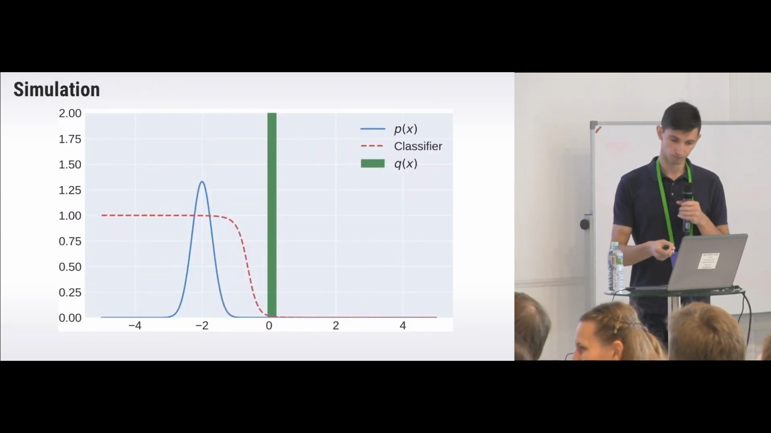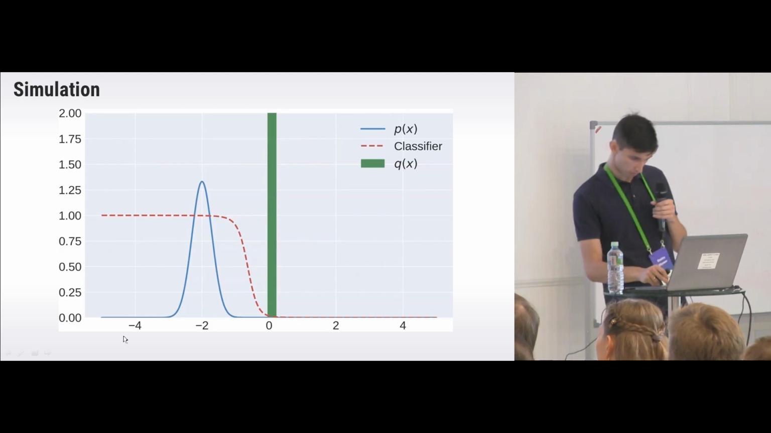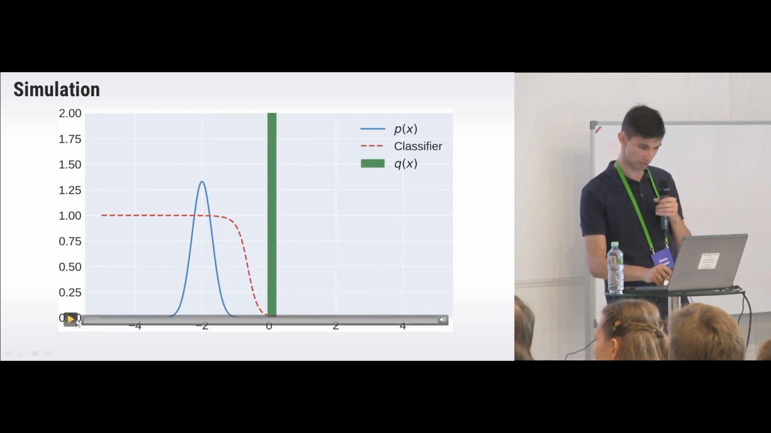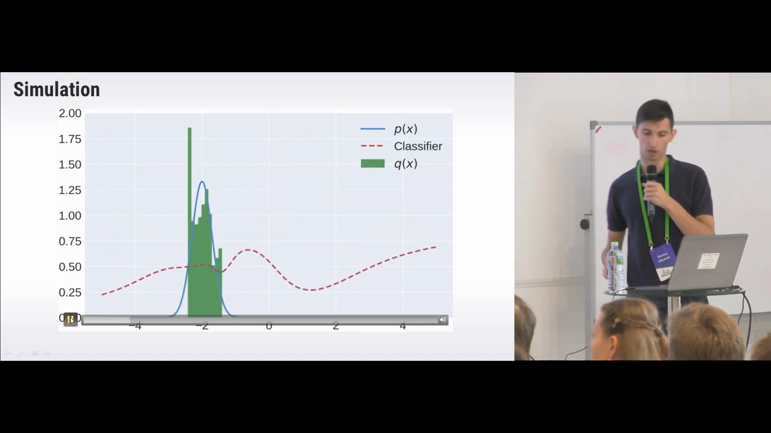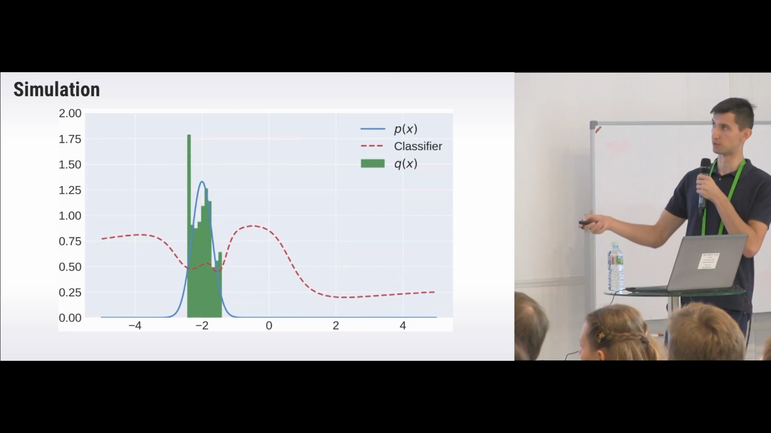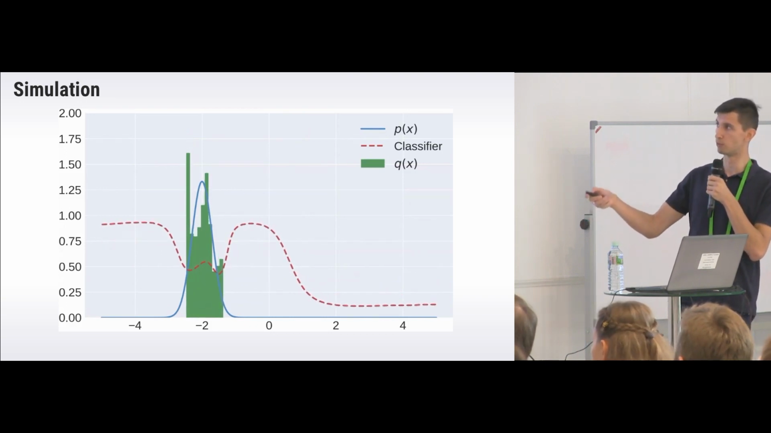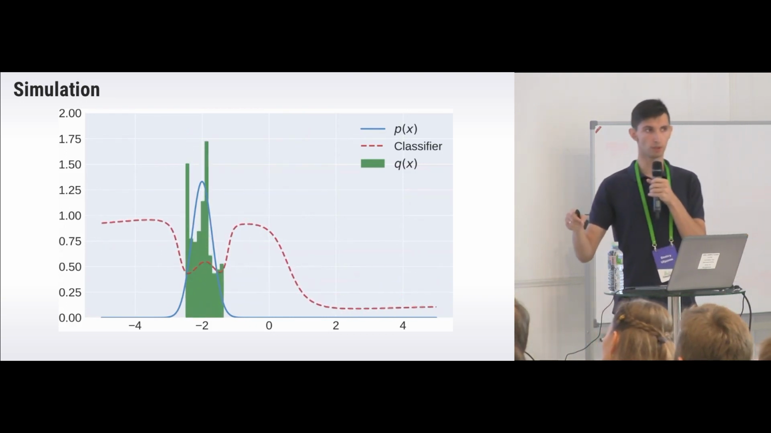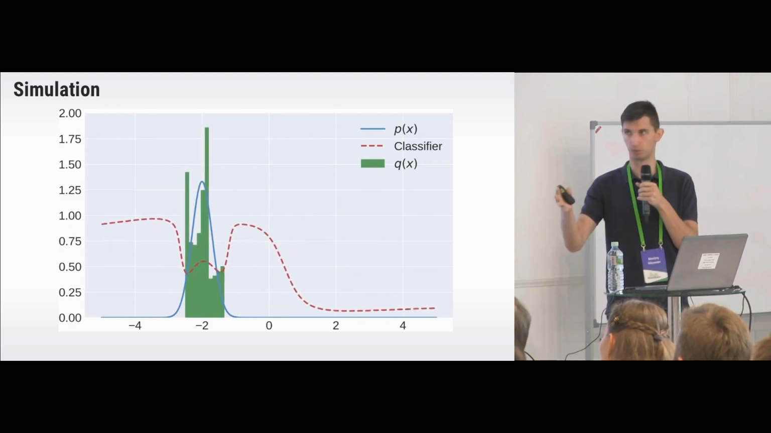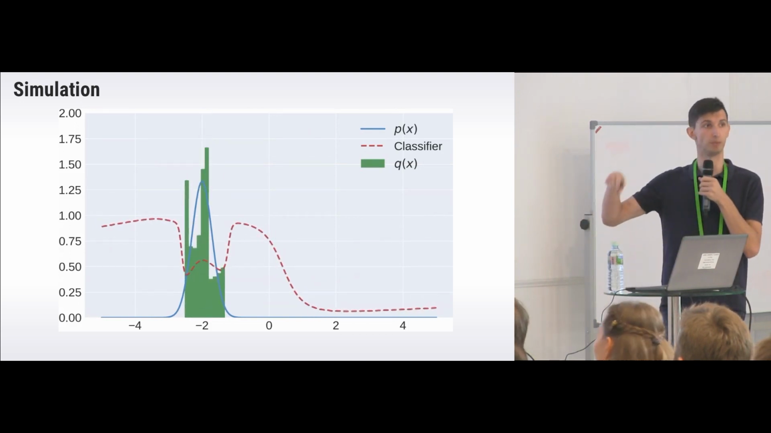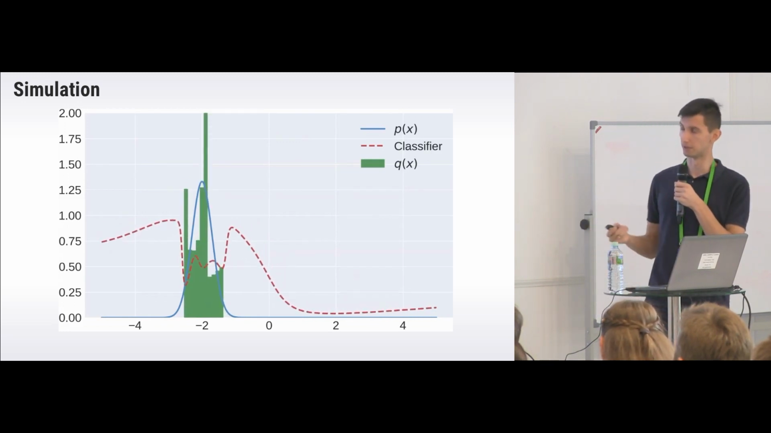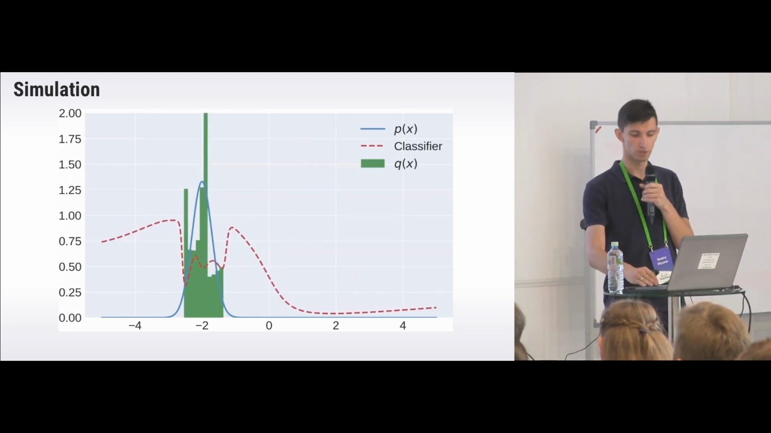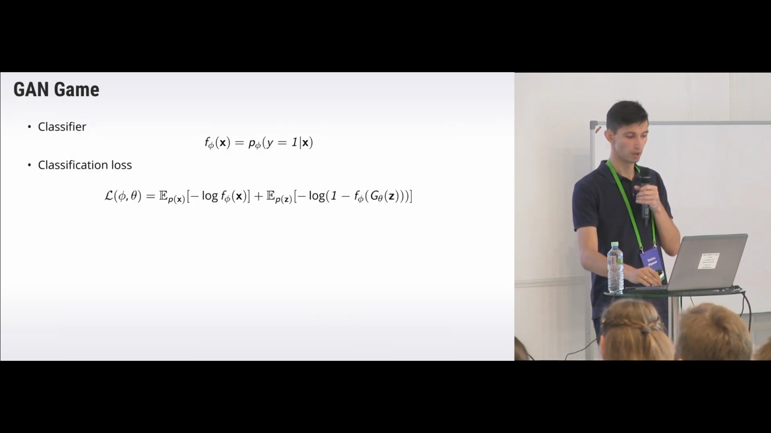Okay, and I have a small simulation here. Basically, it's a GAN, nothing more. The blue curve is P of x that we want to match, and the green are the samples from our generator. We do not have an explicit density for it, so we approximate it with a histogram, and that is how it goes. Basically, it matches the blue curve.